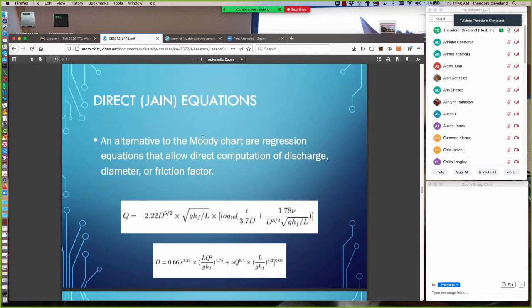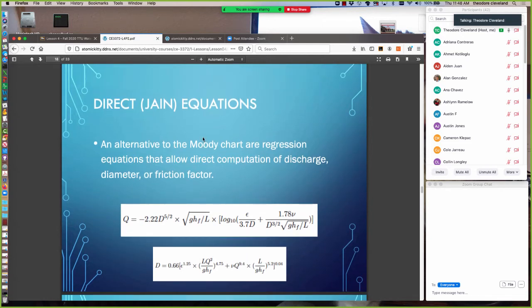So in the 1970s, a set of researchers decided that that Moody chart was a pain in the butt. And so they came up with an alternative, which are a set of regression equations that were built using the same data as was used to create the Moody chart. And I have the 2 of them listed here. They're collectively called the Swamy-Jain equations, or just the Jain equations for short.